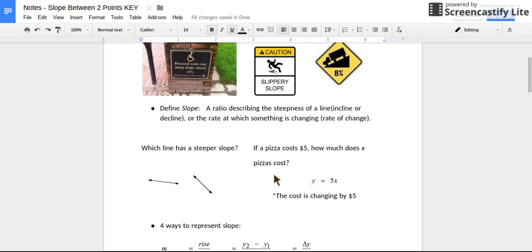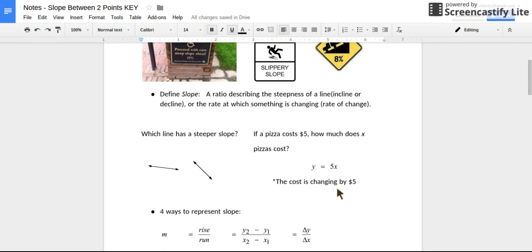But in an algebra class, you might see something like this. For example, if a pizza costs $5, how much does X amount of pizzas cost? So you could write an equation that says Y is going to be your total cost, X is going to be the number of pizzas, so Y equals 5X is going to represent the cost of X amount of pizzas. So I would just plug in my number of pizzas into X, multiply by 5, and I would get my total cost. So your cost is changing by a rate of $5 for every pizza that you buy.